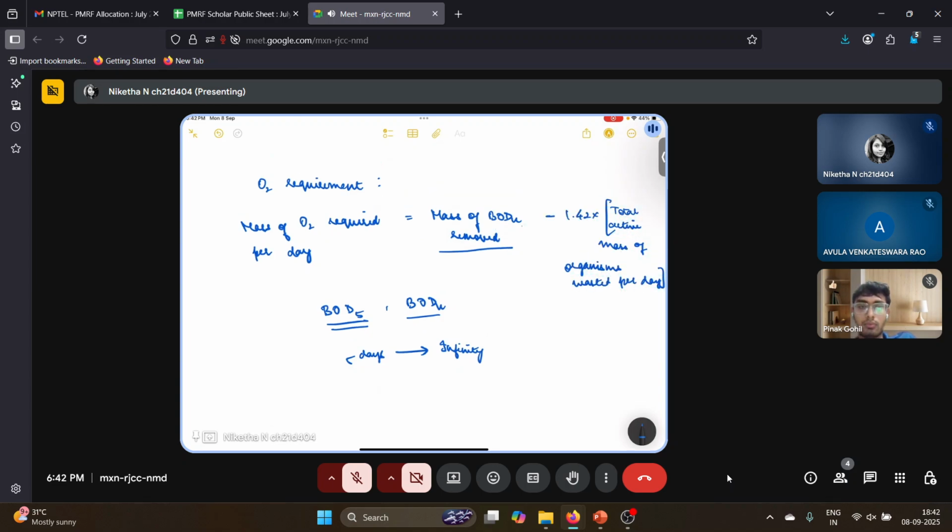The ultimate BOD will also include whatever oxygen is required for oxidizing the dead organisms, so that we have to subtract. That is why we are using this formula. So the mass of BOD you remove minus 1.42 times the total active mass of organisms wasted per day. The amount of organisms wasted per day, we can get from the sludge that is being wasted, that is being removed per day. If we subtract these terms, then we will get how much O2 is required for oxidizing only the organic waste.